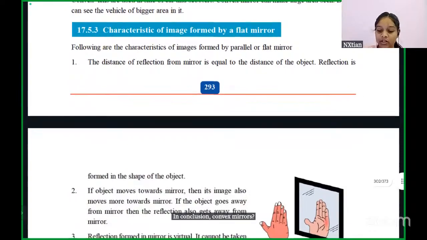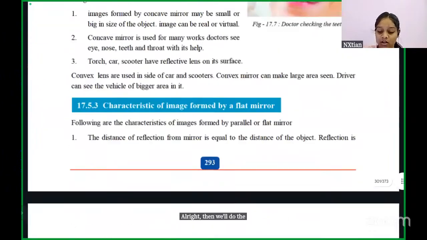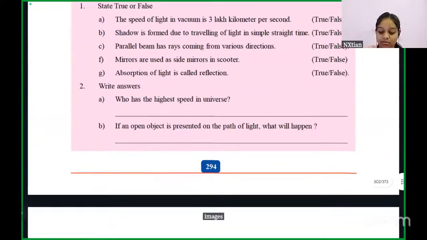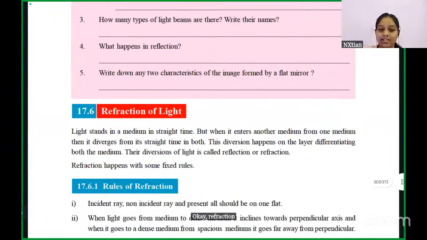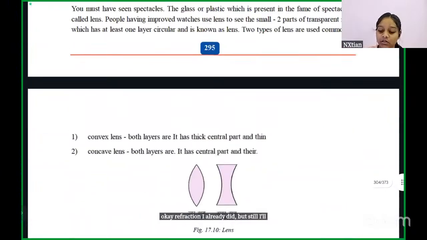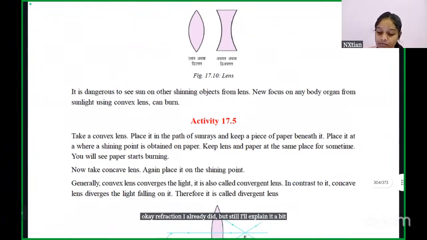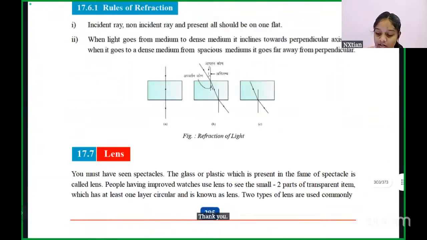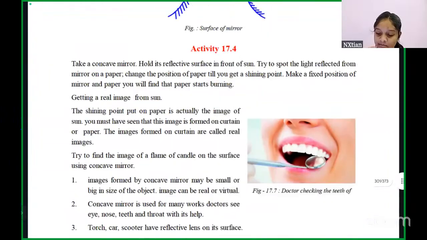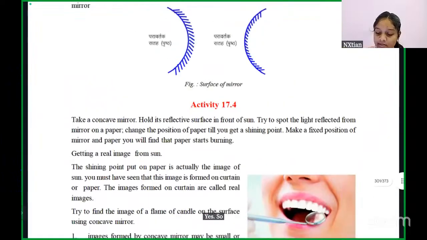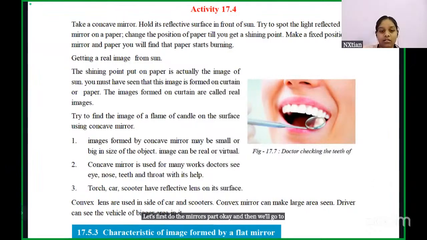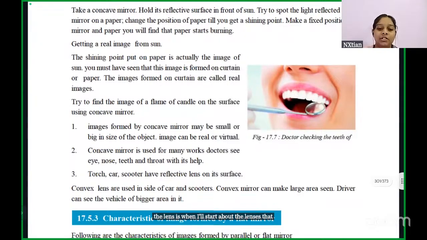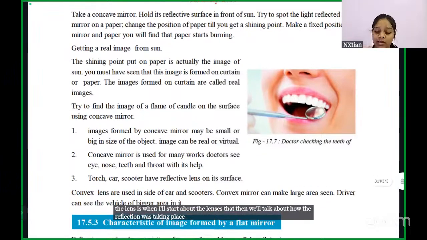All right, then we'll do the characteristics of images formed by mirrors, and uses. Refraction I already did, but still I'll explain it a bit. Let's first do the mirrors part, and then we'll go to the lenses. When I start the lenses, that time we'll talk about how the reflection is taking place.